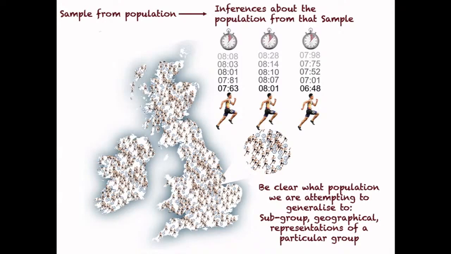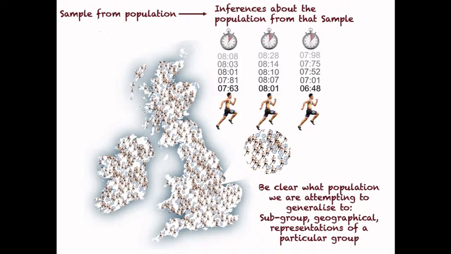So we sample from a population of measurements. It doesn't actually have to be just people, it can be measurements over time of an individual. We're making inferences about that population from the sample. And it's important to be clear what population we're attempting to generalise to. Subgroup, geographic representations, etc.